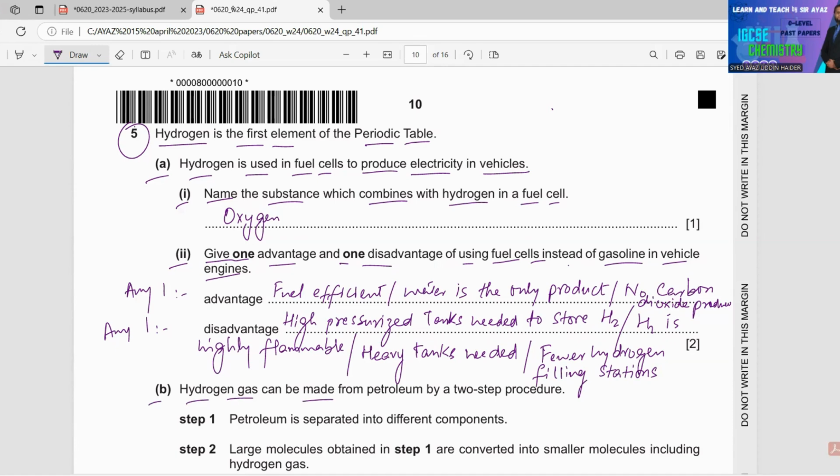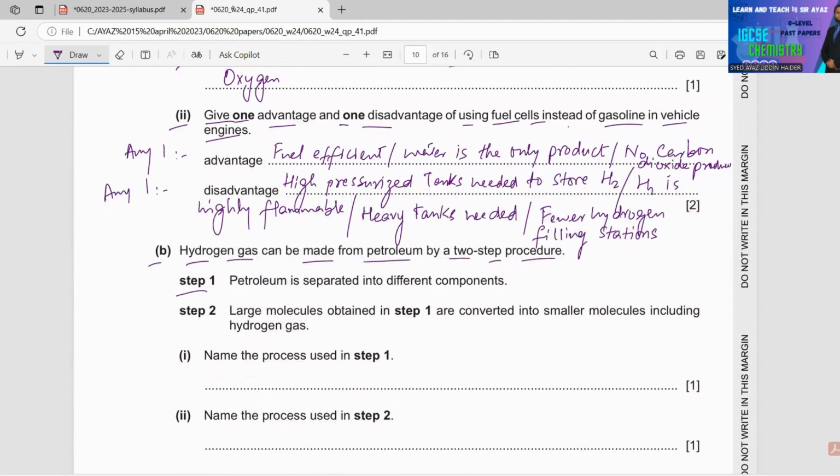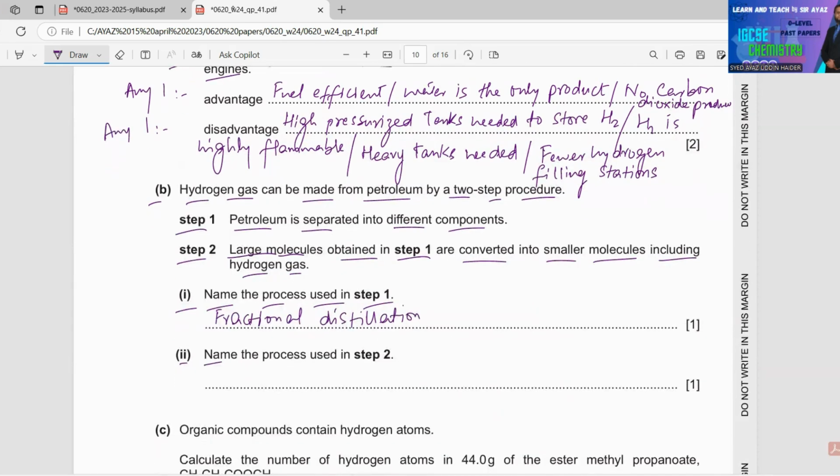B. Hydrogen gas can be made from petroleum by a two-step procedure. Step 1, petroleum is separated into different components. Step 2, large molecules obtained in step 1 are converted into smaller molecules, including hydrogen gas. 1. Name the process used in step 1. It's fractional distillation. Fractional distillation is done in order to get the different fractions from petroleum. And they are asking about step 2, which is cracking, which involves cracking of large molecules into smaller and useful fractions.